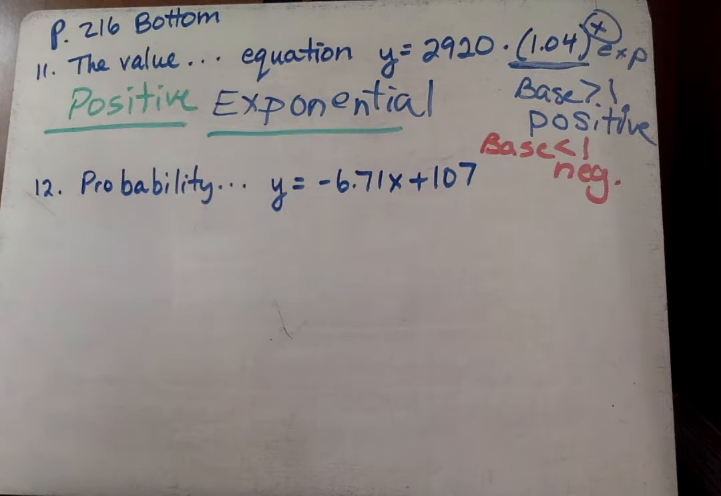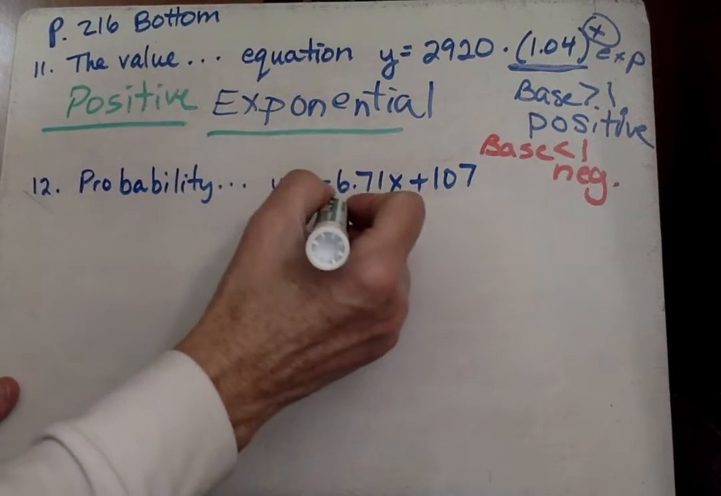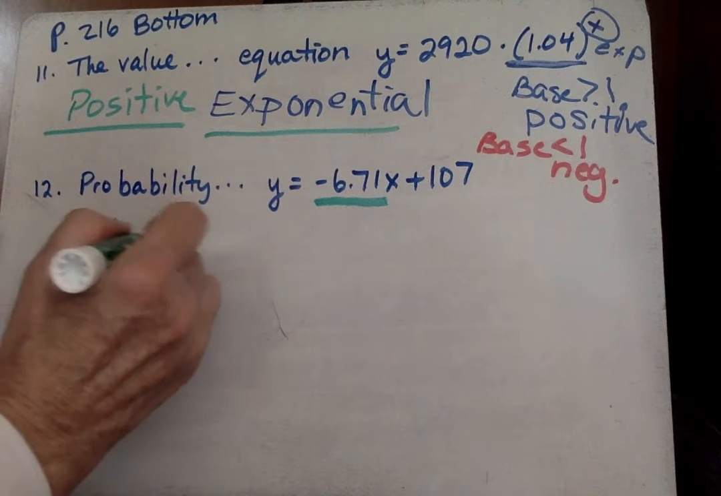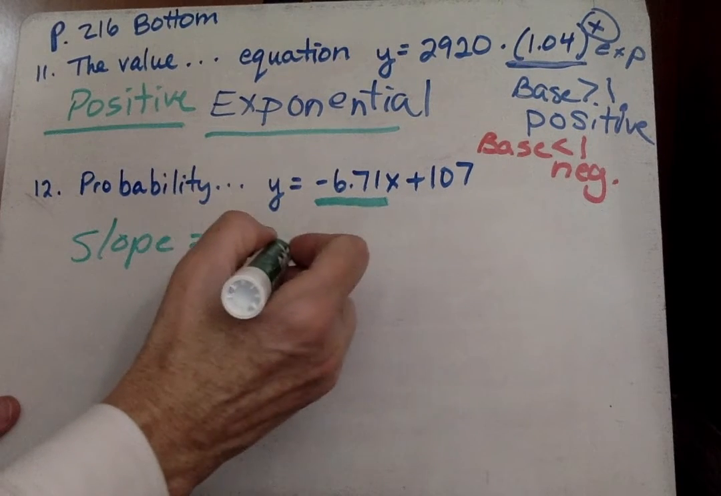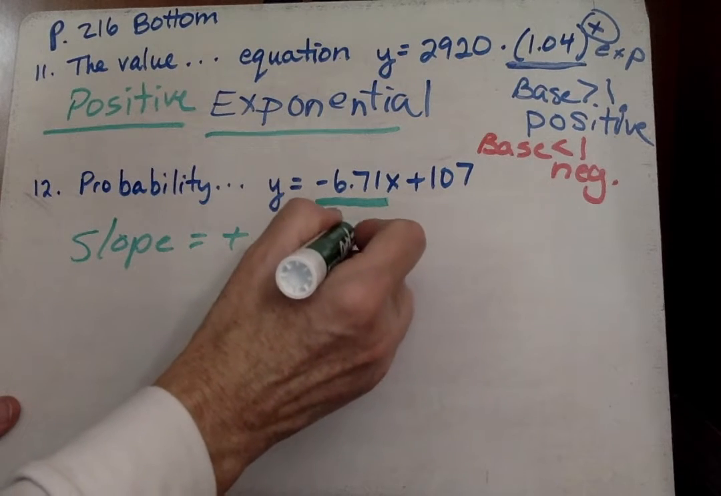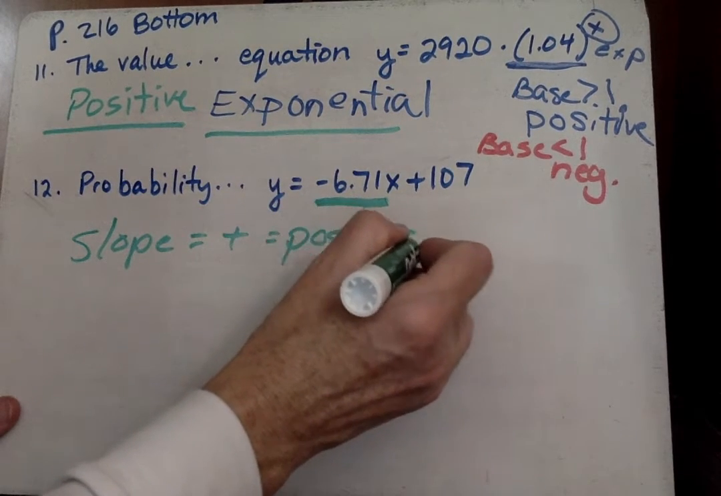Okay, all right. Now I'm going to go ahead and do number 12. The probability a team wins is modeled by that equation. Now we look at the slope. If the slope is a positive number, then it's going to be positive linear.